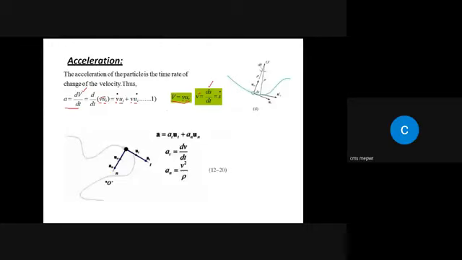The acceleration that you have will have two components, one along the t-axis and one along the n-axis. If you recall our previous lecture, we defined that the direction of velocity at any instant can be given by the tangent to the path.